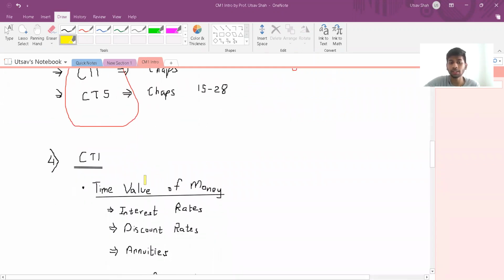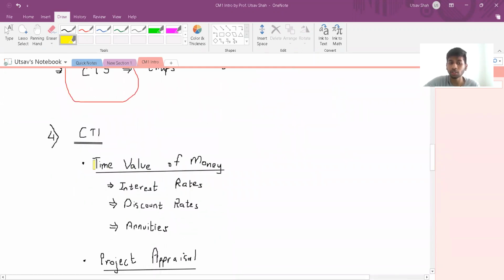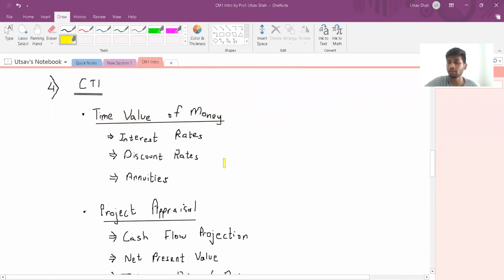Now, what does CT1 comprise of? So first thing is the time value of money. Now, as you know, there are interest rates, discount rates, annuities. As you all may know, the value of money does not stay the same over time. For example, if you have a 100 rupee note today, the amount of commodities that you can buy today and a year from now or 2 years from now will be different. You will probably be able to buy less in the future. This is because of concepts like inflation. I'll explain all of this in the further videos.